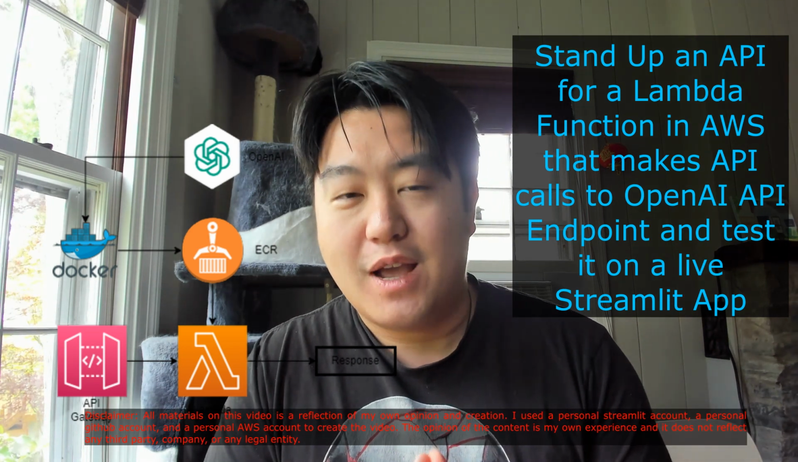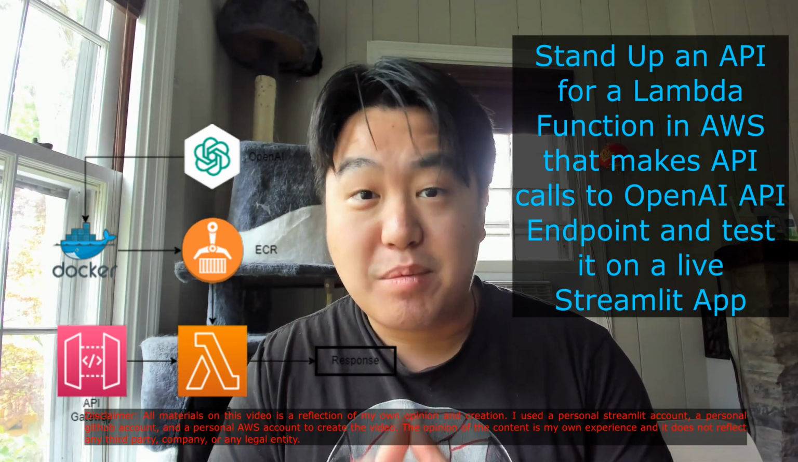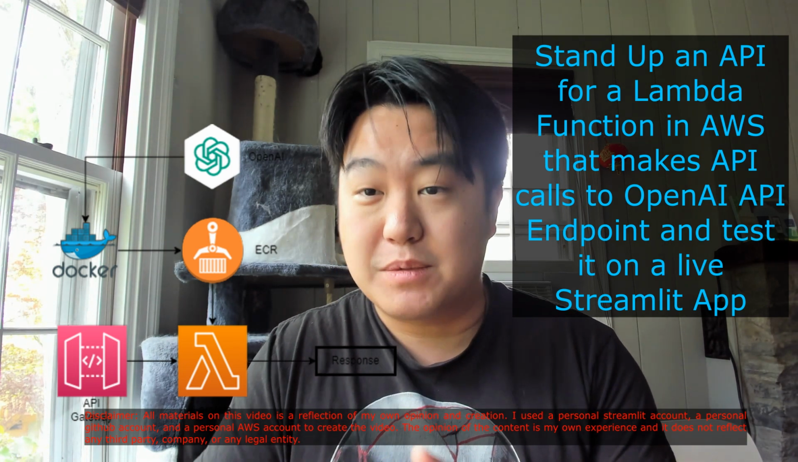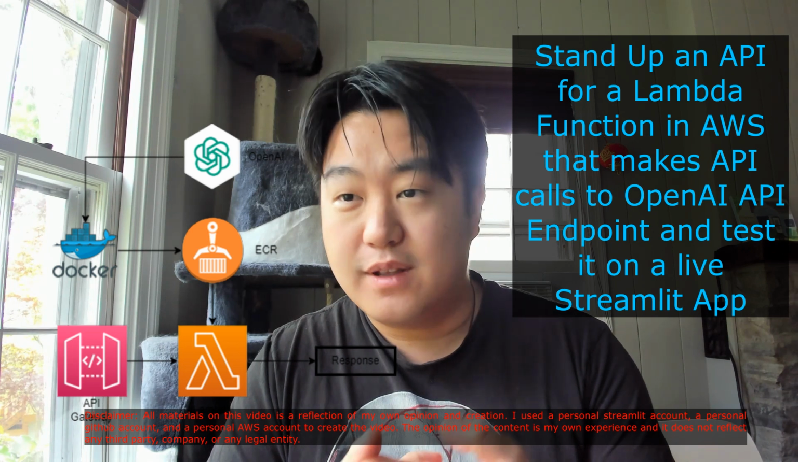We're going to be talking about how to stand up your own API for a large language model that perhaps you fine-tuned or that you have locally on your computer. And we're going to be diving into Docker container, Lambda functions, API Gateway, and all that fun stuff. So with that being said, let's get started.